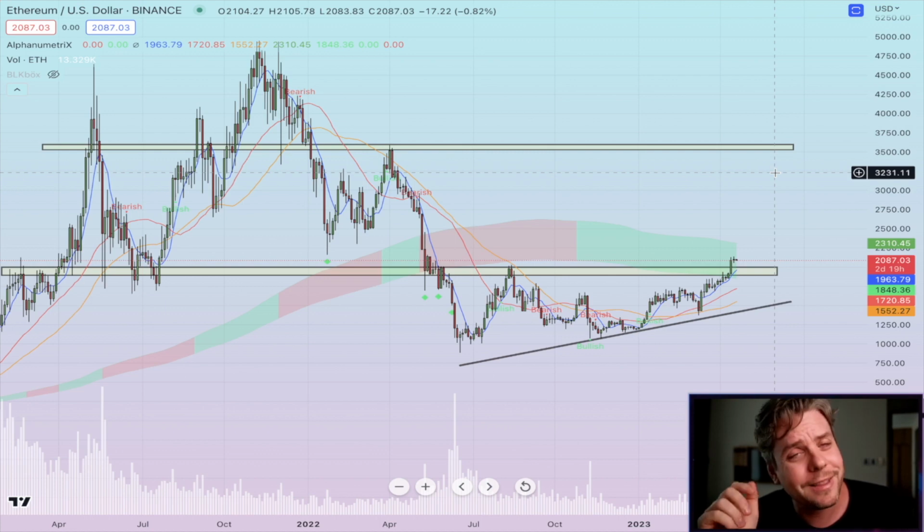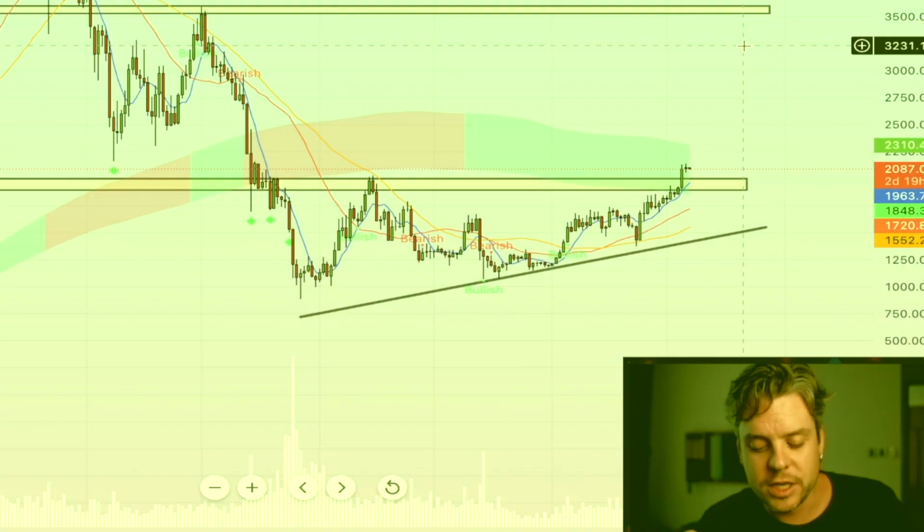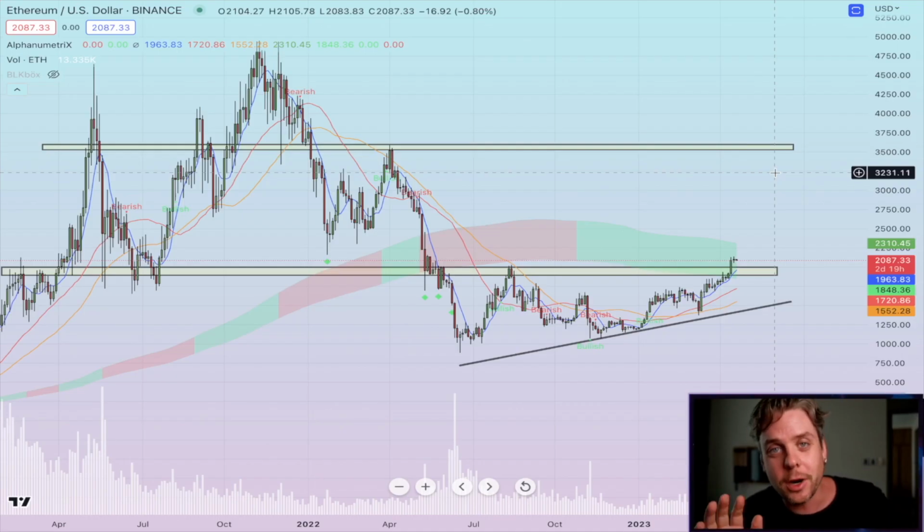If you agree with me, let me know your thoughts down below. If you disagree with me, go fuck yourself. Sorry, anger management, working on it. But yeah, that's what I'm seeing in the charts.